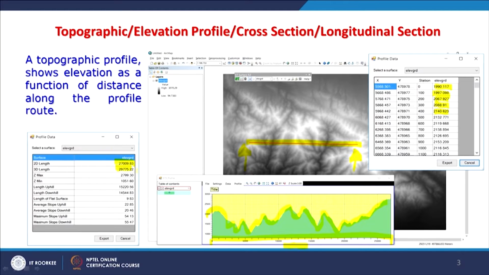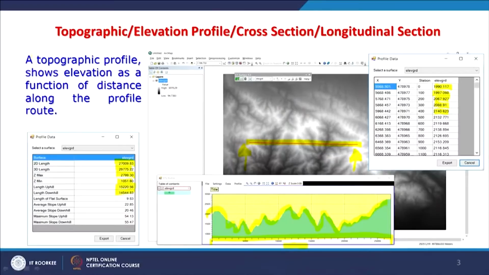Of course, you will then get Z minimum, Z maximum, length uphill, length downhill, all those parameters which might be required for construction of a road or a boundary wall or any such projects. So, again, a topographic profile shows elevations as a function of distance along the profile route, which is shown in this figure.